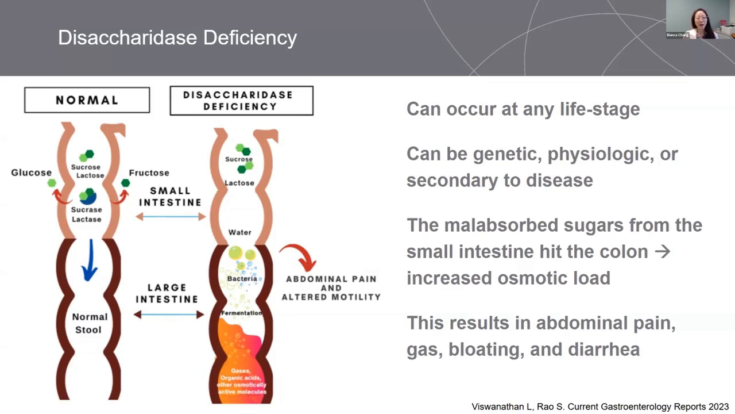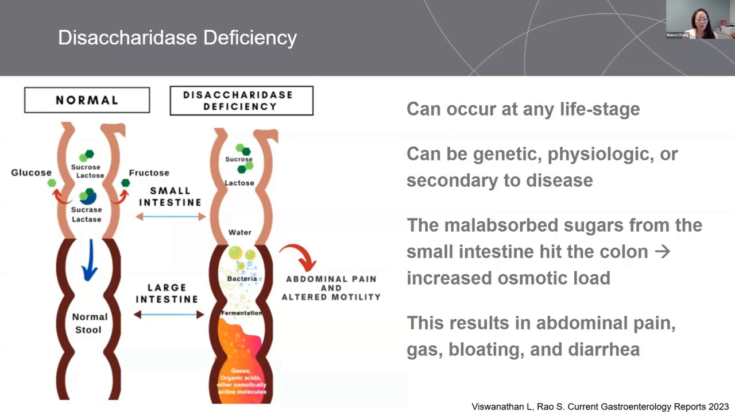We talked already about that brush border in the small intestine, all those villi and microvilli where the breakdown of these sugars happens and absorption occurs. If there's disease that damages the small intestine or damages that brush border, then we can have a secondary disaccharidase deficiency. So when you have a deficiency in that disaccharidase, the enzyme that breaks down those two sugar rings, then basically that sugar intact hits the colon.